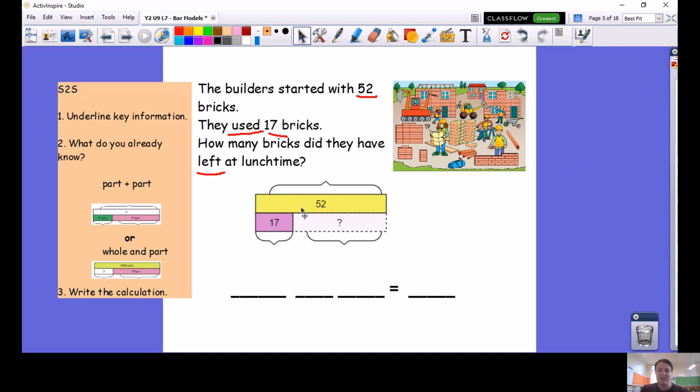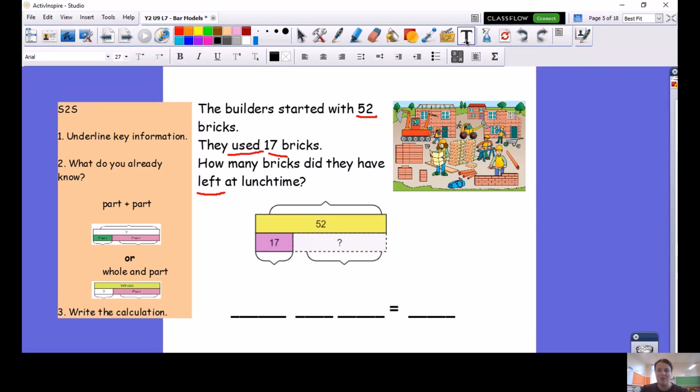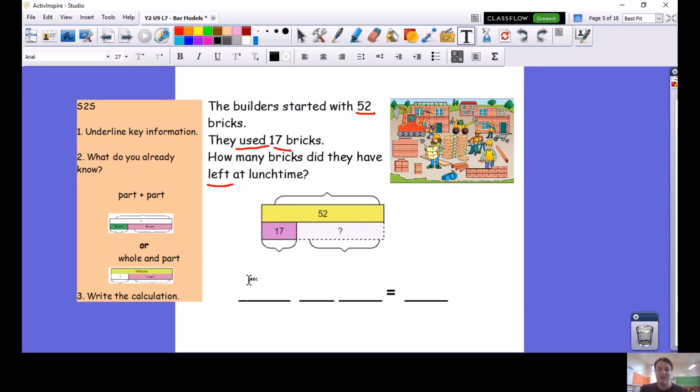Now when I've got the missing gap and I don't have both parts, I know I've got a subtraction question. And the calculation always starts in subtraction with the whole, which we call the minuend. So the 52, take away 17. And again, we're not going to answer it. We're just going to go through a few examples of checking what calculation we have from the bar model.